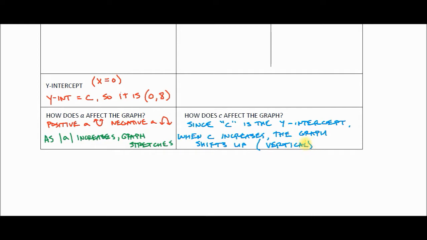It makes sense also, class, that the opposite happens. If c is getting smaller and smaller, and then negative and bigger negatives, so -2, -5, -7, -10, as it gets more and more negative, the graph will shift down. As c increases, the graph shifts up. If you remember, class, in vertex form, it's exactly what the k value does. As k gets bigger, the graph shifts up. As k gets smaller and smaller and then goes into negative numbers, the graph will shift down.